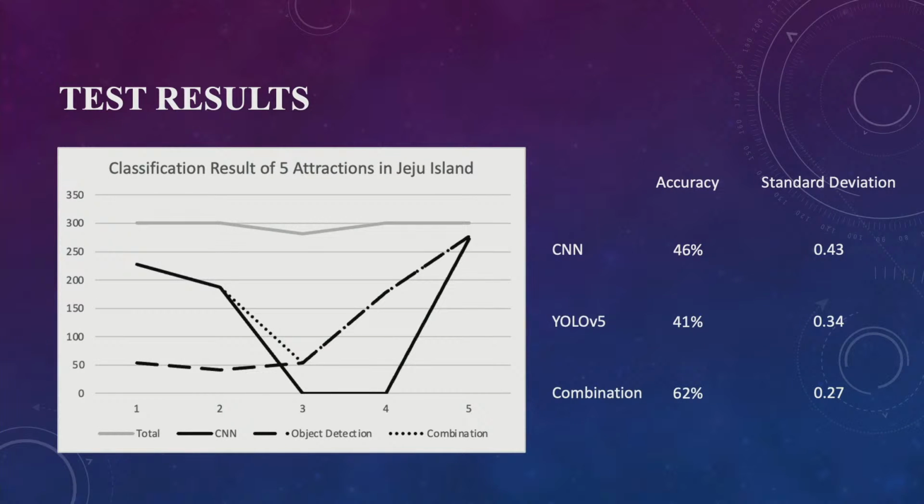For CNN and object detection models, each computation takes shorter than a second. Thus, we tested the accuracy of the model predictions as next step. Above graph represents the prediction results of 5 location classes. CNN predicts the location class with 46% accuracy with the standard deviation value of 0.43. YOLO v5 predicts the location image with 41% accuracy with standard deviation value of 0.34.